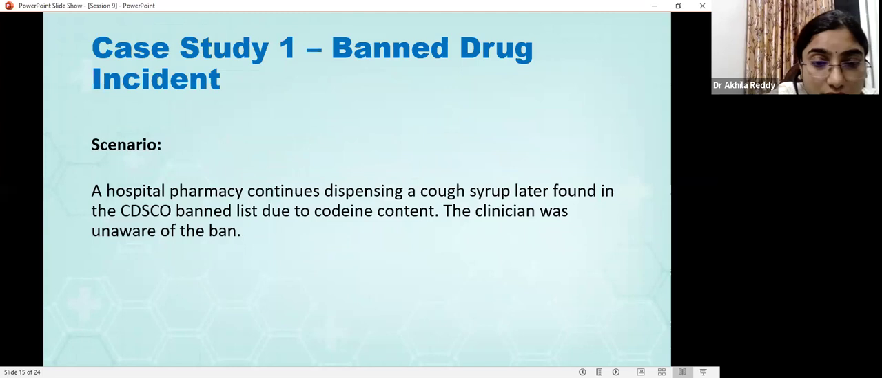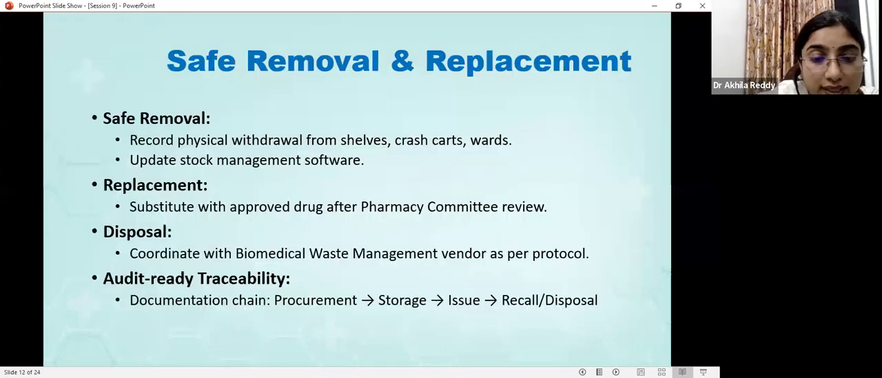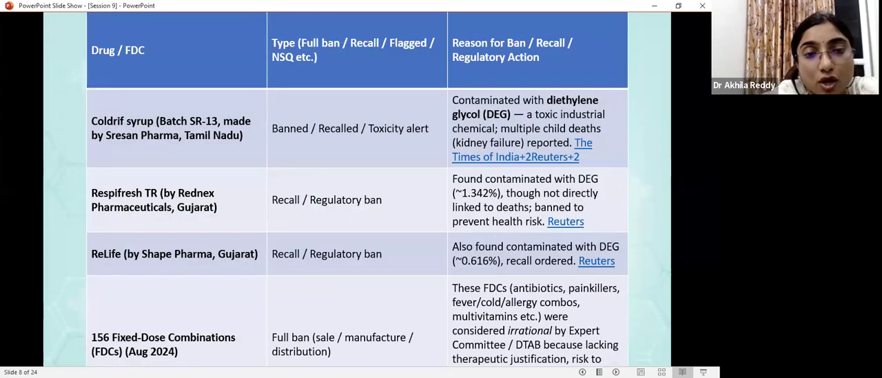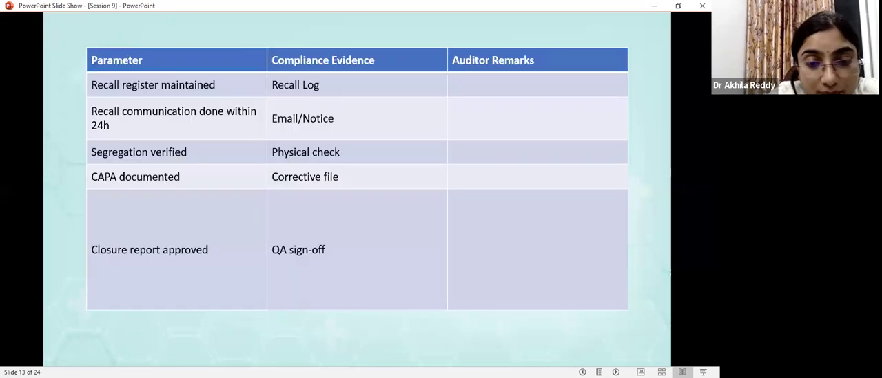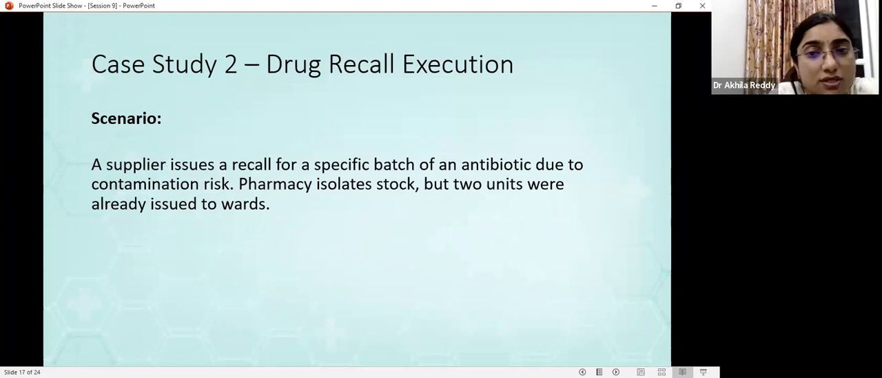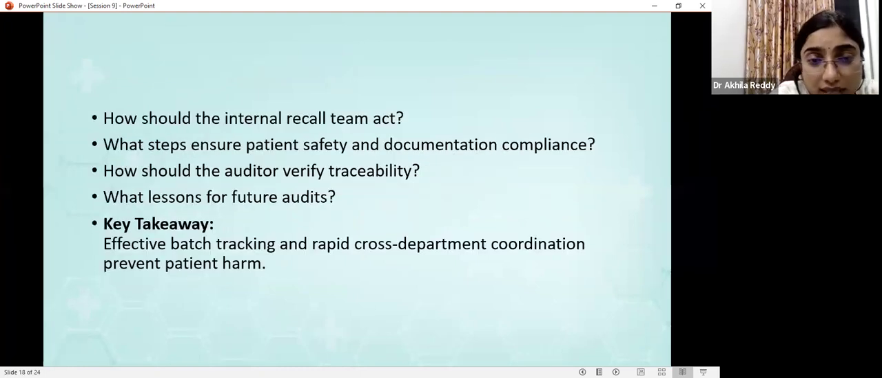If you go through the audit traceability here, procurement itself should not accept it. Do you agree? They should not accept a banned or recalled drug into the hospital. Whenever the procurement team accepts it, then the vendors and suppliers, whoever it is, will do the same thing because they need the same. That is the reason the internal recall team must act. How should it act?